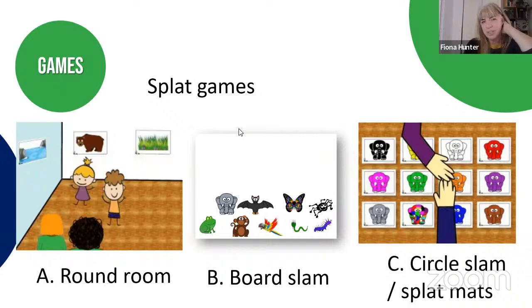Let's go back. There's one in the center, board slam, or maybe you have a different name for it. Say you'd been using, not necessarily the Monkey Puzzle story, but let's imagine you have used that story. So instead of saying parrot, you can be saying, that's not my mum, that's a parrot. And then they go and they touch the parrot. Or some people like using fly swatters as well.